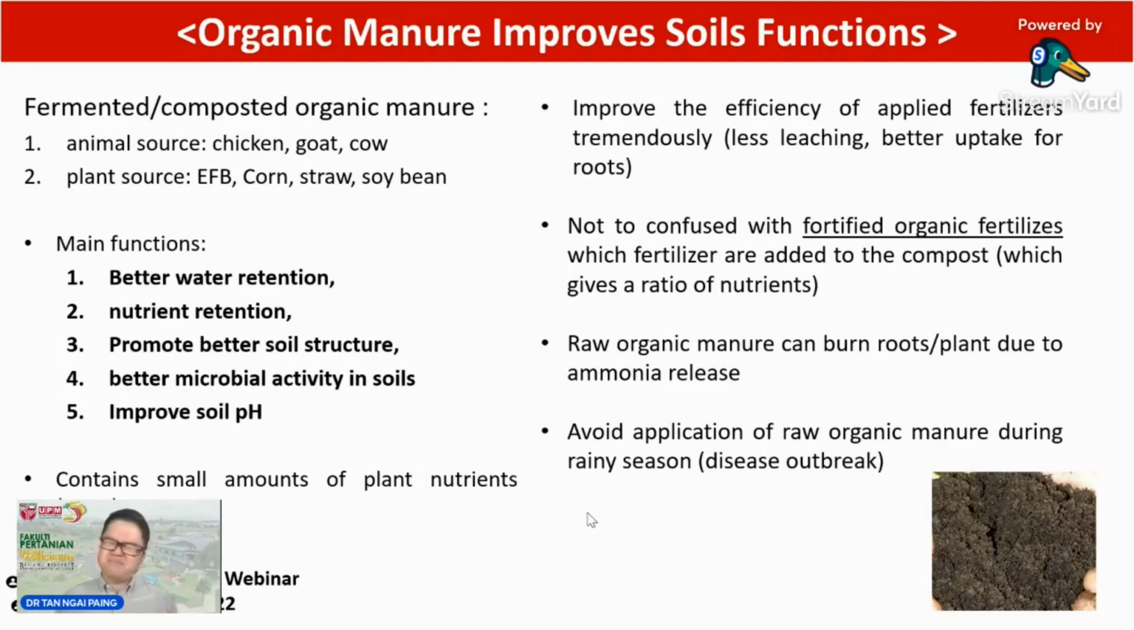Not more than that, but 5-6% maximum. But these plant nutrients can only be released slowly. So by using only organic manure, sometimes your plant doesn't grow as fast if you don't mix it with some fertilizer. Well, that is normal because, like I said, the NPK level is much lower.